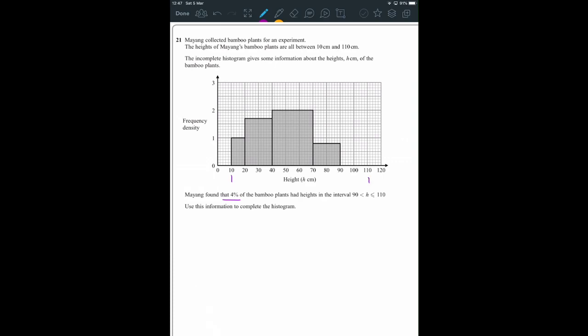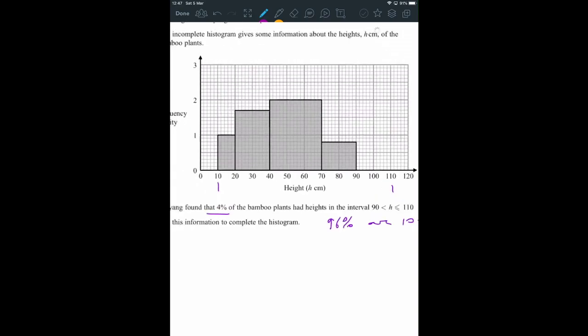The incomplete histogram gives some information. We found that 4% of the plants had a height between 90 and 110. Well, another way of saying that 4% were between 90 and 110 is saying that 96% are 10 to 90. And well, we can calculate 10 to 90, so maybe that will help us out. Let's look at each bar, because we're going to have to talk about frequency. So we want the areas of each bar.